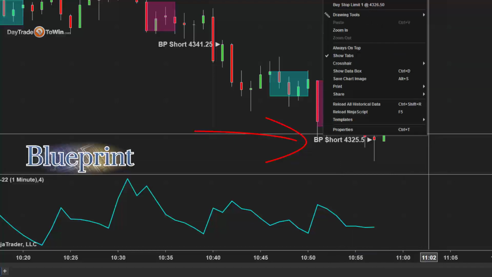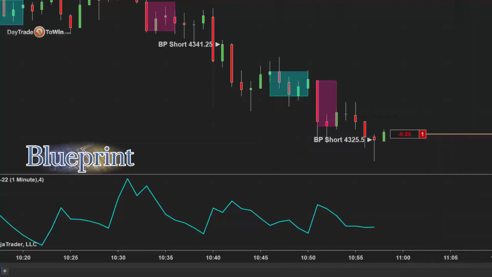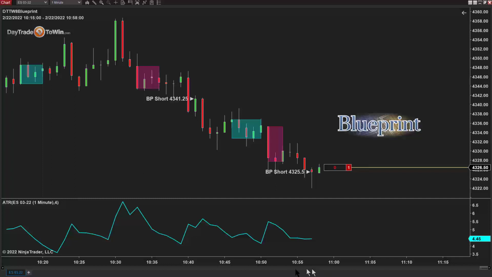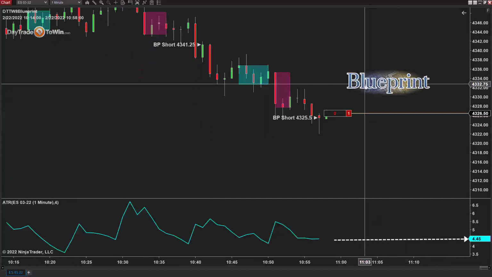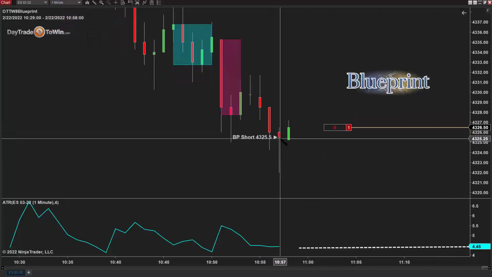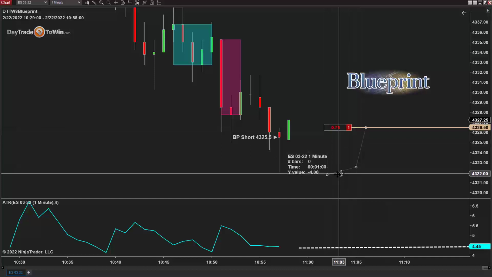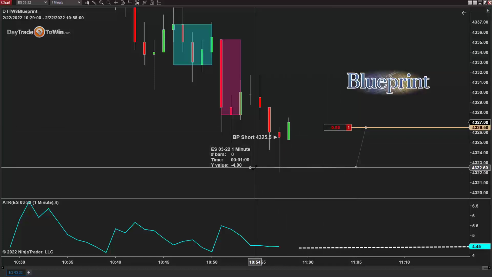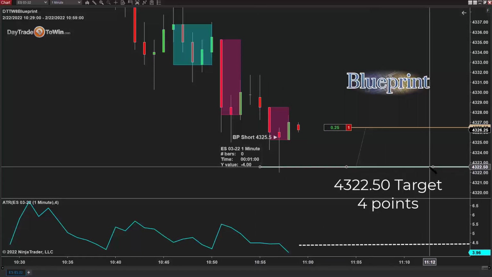So let me show you, while I have this opportunity here, to go short. I'm just going to do 1 here at limit to go short. And now I'm short the market on the blueprint strategy. Now if you look at the ATR, it's about 4 points. Let me just show you what that would look like as far as a ruler or a distance. If I wanted 4 points from where I entered, right over here, this would be my goal. My goal would be to see the market go to exactly 43.22.50. That is my goal.